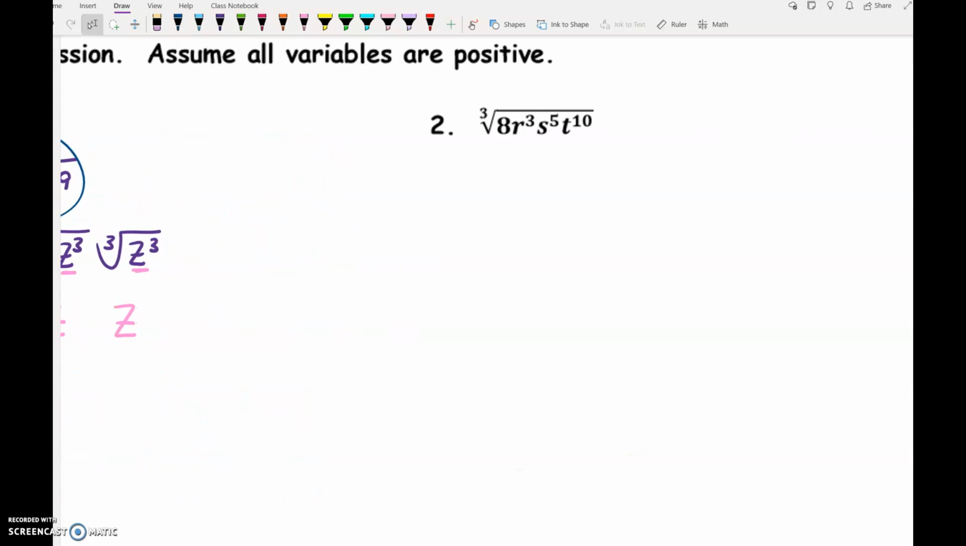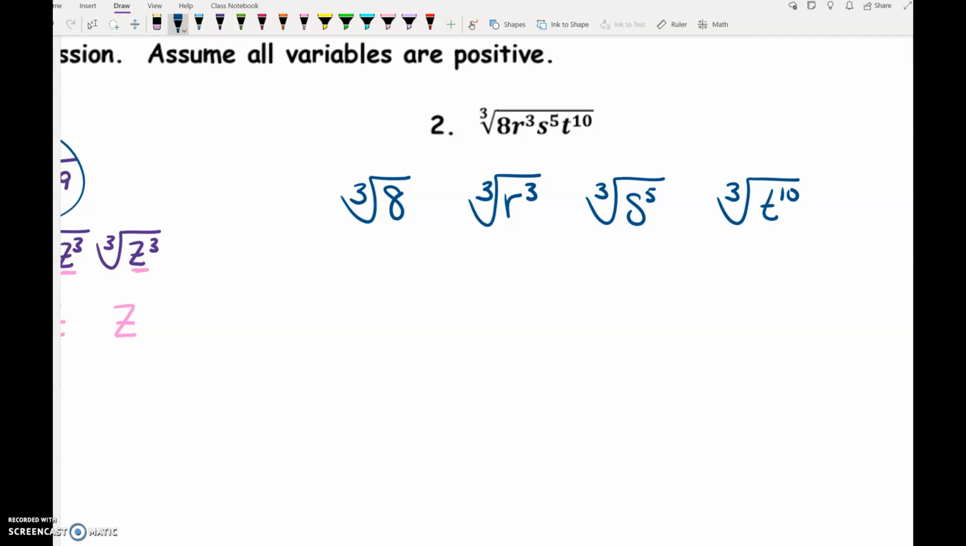We have the third root of 8, the third root of r to the third, the third root of s to the 5th, and the third root of t to the 10th. When it's all smashed together, this looks confusing, but if you split it up and do one little piece of this at a time, it's not too bad. So first, perfects chart. What is the third root of 8? 2. Next, the r's. What is the third root of r to the third?